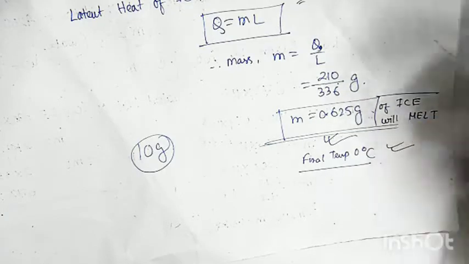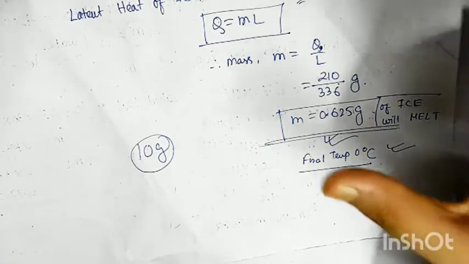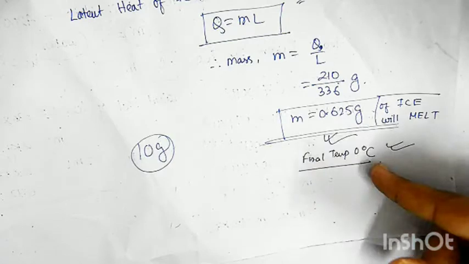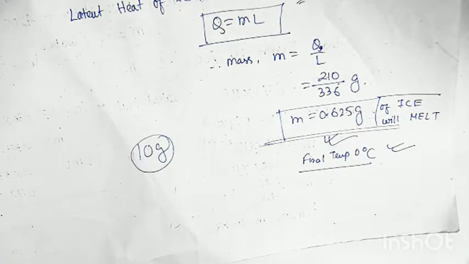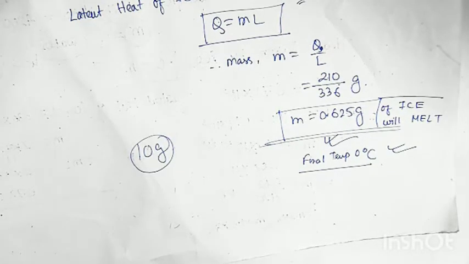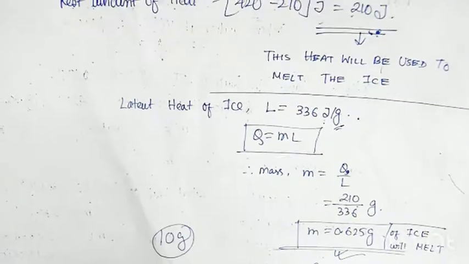So I can see I had 10 gram of ice, but not all the amount of ice could be melted by that amount of heat available. Only 0.625 grams of ice is melting. So the final temperature will also remain at 0 degree centigrade, because it is stuck in the middle of the phase transition. So it will face the 0 degree centigrade constant temperature. So this is how we solve the question number 8.